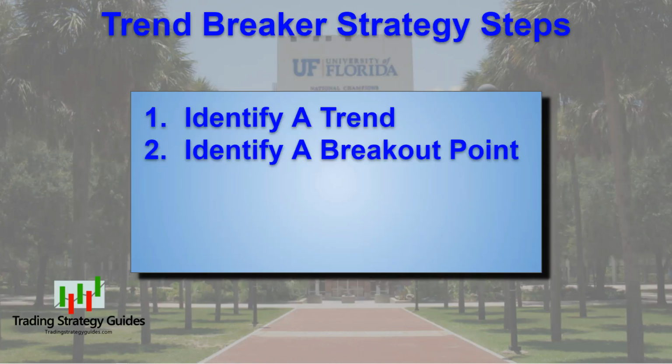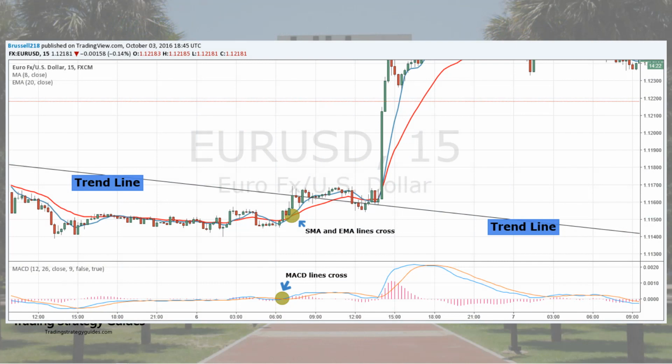In order to find a breakout point of the trend that was identified in step 1, the strategy will use a combination of the 3 indicators, the MACD, the SMA, and the EMA, to identify a breakout on the 15-minute time frame. As you can see in the 15-minute chart, the MACD lines were crossed. When the crossover of the fast and slow MACD lines occurs, this will signal that the trend was breaking.